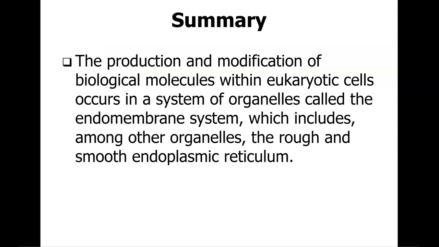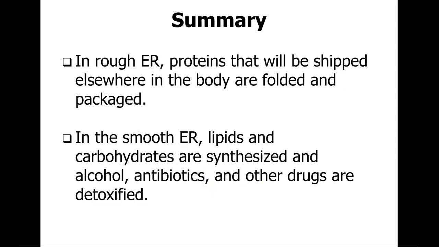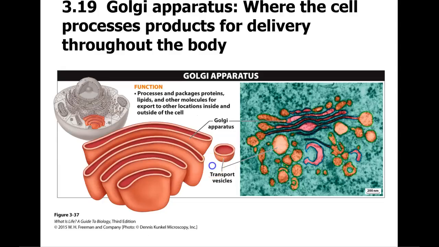So in summary, the production and modification of biological molecules within the eukaryotic cells occurs in a system of organelles called the endomembrane system, which includes, among other organelles, the rough and smooth endoplasmic reticulum. In the rough ER, proteins are going to be created and then shipped elsewhere in the body, then folded and packaged. In the smooth ER, lipids and carbohydrates are synthesized, and alcohol, antibiotics, and other drugs are going to be detoxified and broken down. The Golgi apparatus is going to be another one of your endomembranous systems. It's going to help process products for delivery throughout the body.